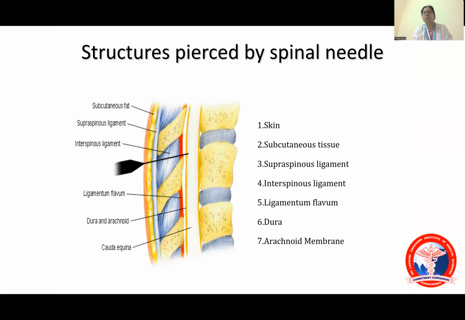Very important slide. What are the structures which are pierced by the spinal needle in sequence when we put a spinal anesthesia? So the first structure which we encounter is skin. Next, the spinal needle will encounter subcutaneous tissue. Then supraspinous ligament, as shown in this figure. Supraspinous ligament, interspinous ligament, ligamentum flavum, dura mater, arachnoid mater.